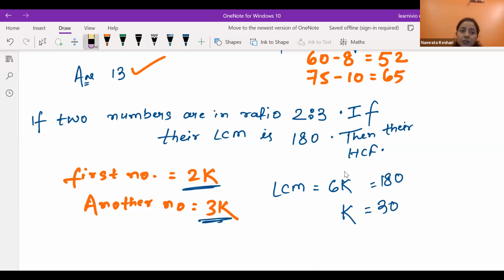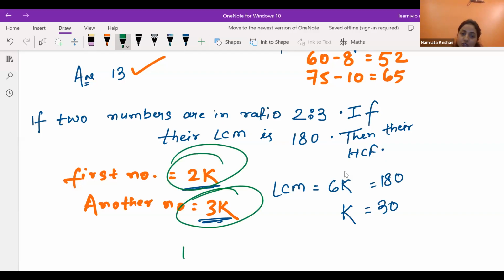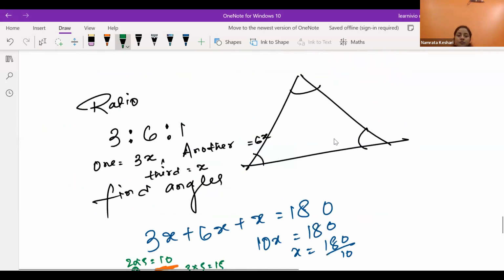Are you able to understand by looking at your numbers that here the HCF is just k? Making sense? Yes, ma'am. Okay, because the common is just k. We cannot break this down more, and 3 also we cannot break down more. Got it? Okay, let's move.